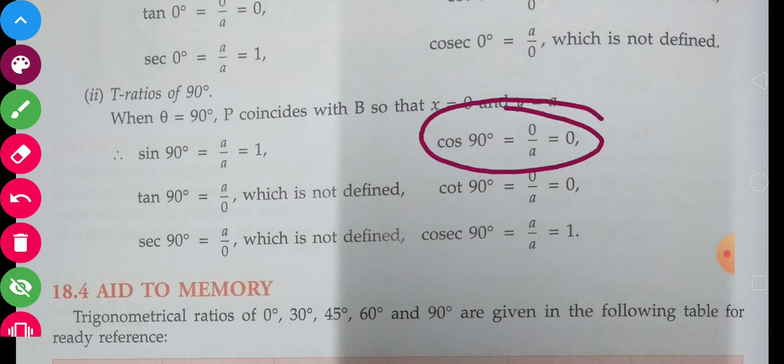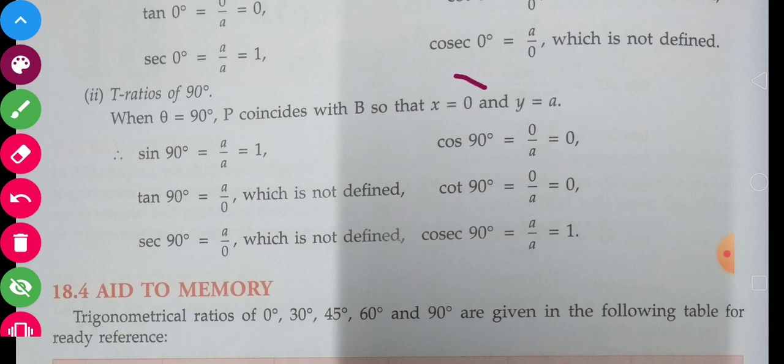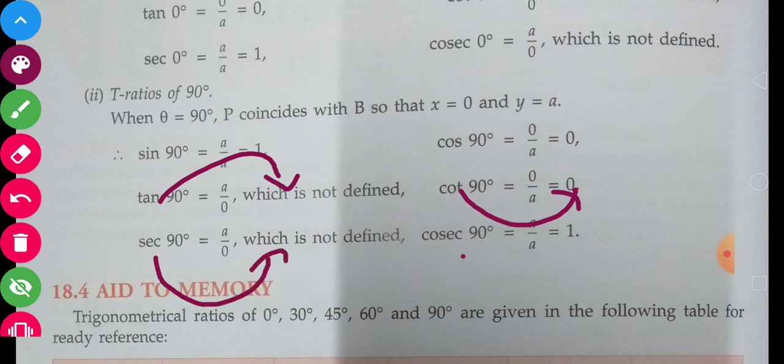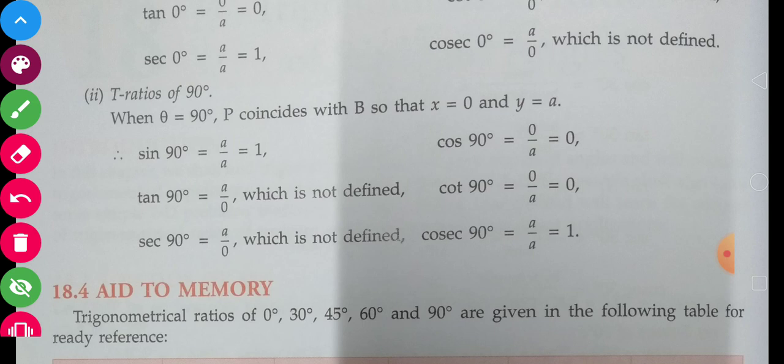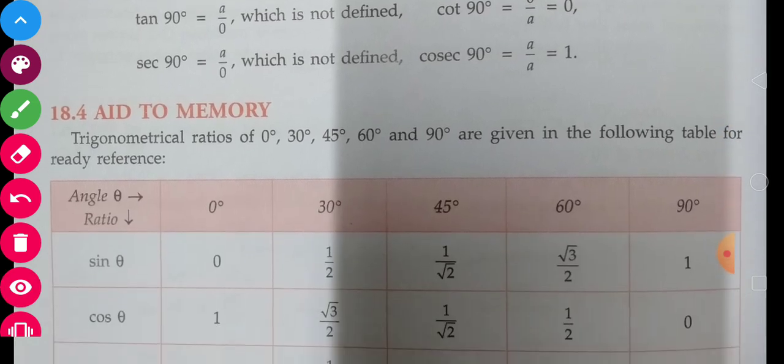Cos 90 was x by a. x has the value 0. So it is 0 by a, which is 0. Right? Tan 90 is a by 0, but 0 in the denominator makes it undefined. So tan 90 is not defined, whereas cot 90 is 0, sec 90 is again not defined, cosec 90 is 1. Okay, so this is how we find the values.